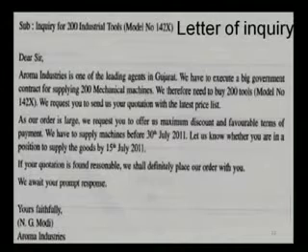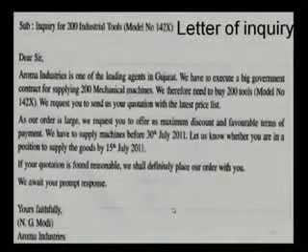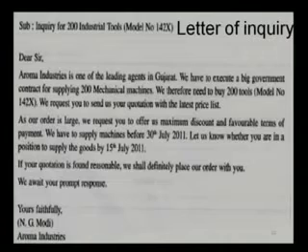And now in the second paragraph, as our order is large, we request you to offer us maximum discount and favorable terms of payment. We have to supply machines before the last date, that is 30th July. So we wanted to know whether you are in a position to supply the goods by 15th July. If your quotation is found reasonable, we will definitely place an order. Coming to yours faithfully. Okay. And N.G. Modi, Aroma Industries. This is how you write an inquiry of the tools.